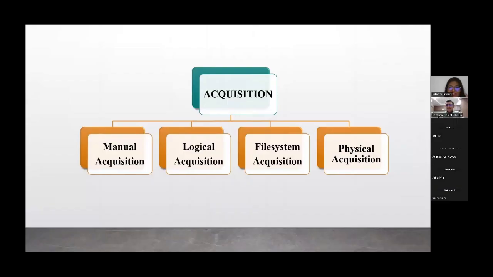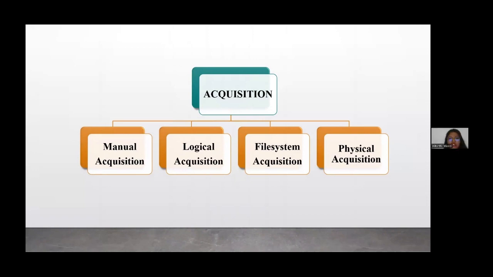Acquiring is basically done in three types. That is manually copy pasting. Logical, where you can select a file which we want.